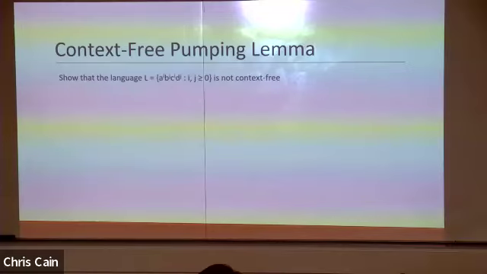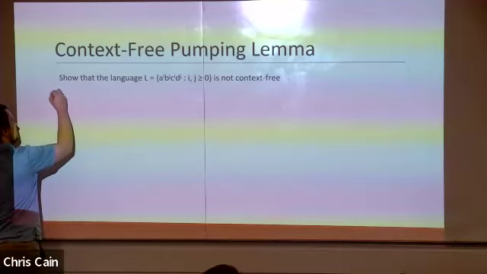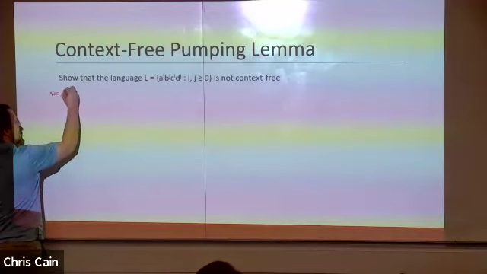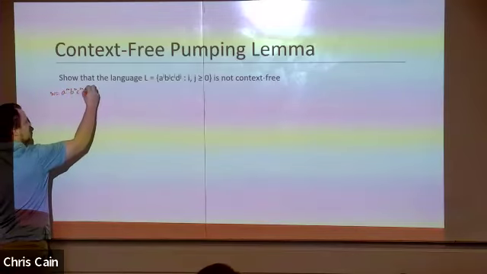We need to verify that there are as many A's as C's, and there's no way to do that on a stack, even if there are the same number. So I think this is an intelligent selection. Let's choose W equals A to the M, B to the M, C to the M, D to the M.